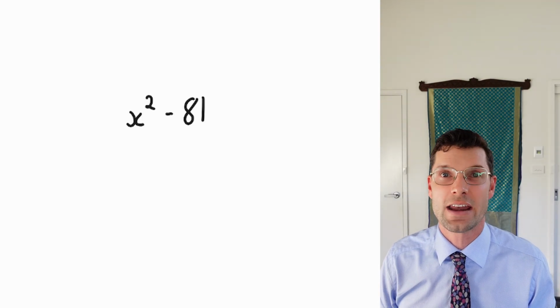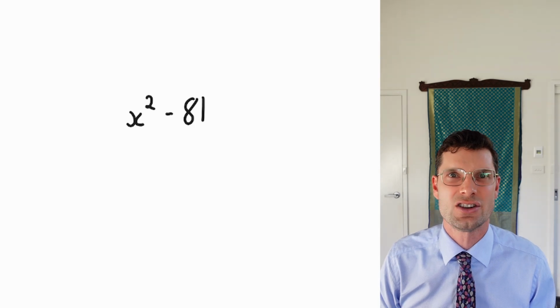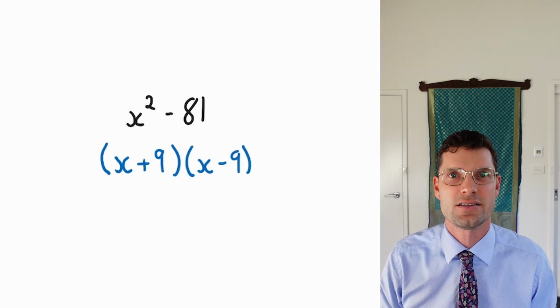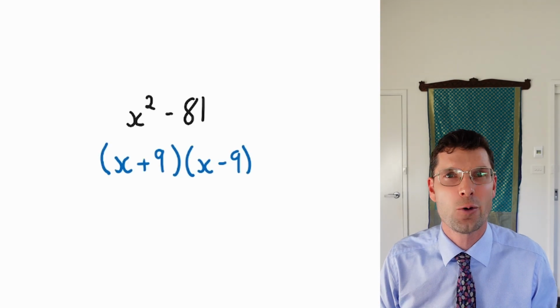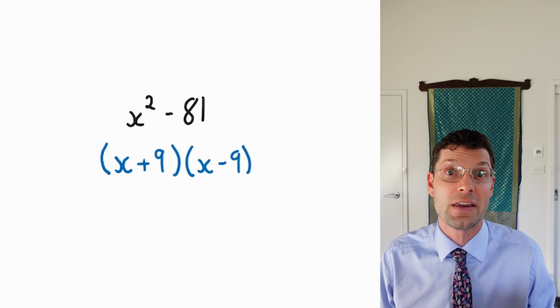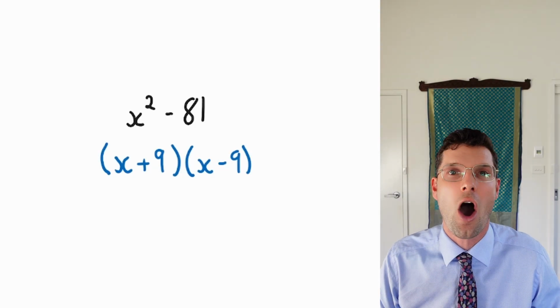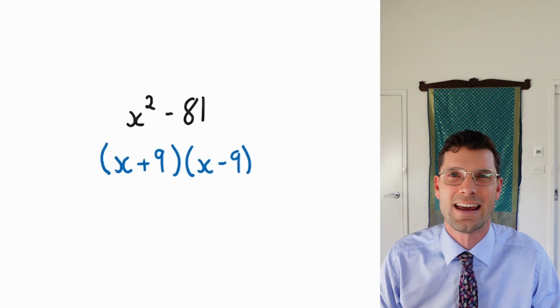X squared minus 81, it's definitely a difference, and we've got two squares. So the answer is just x plus 9, x minus 9, full marks. If you want to write x minus 9, x plus 9, that does not matter. It can go either way. But the important step is just saying, oh, there's a negative sign between two things. I can just square root both of them and get full marks.